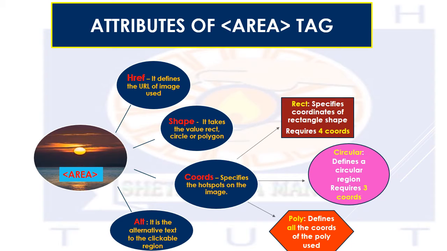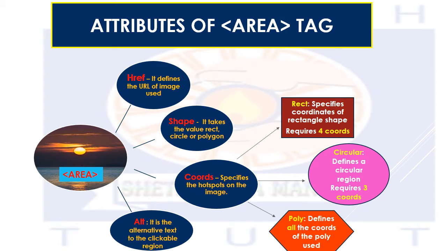The next shape is the circle. In the circular region, we require only 3 coordinates. The 3 coordinates will be the center point of the circle and the diameter. You will see these things in the next slides, how to define the coordinates and how to place the coordinates onto your image.